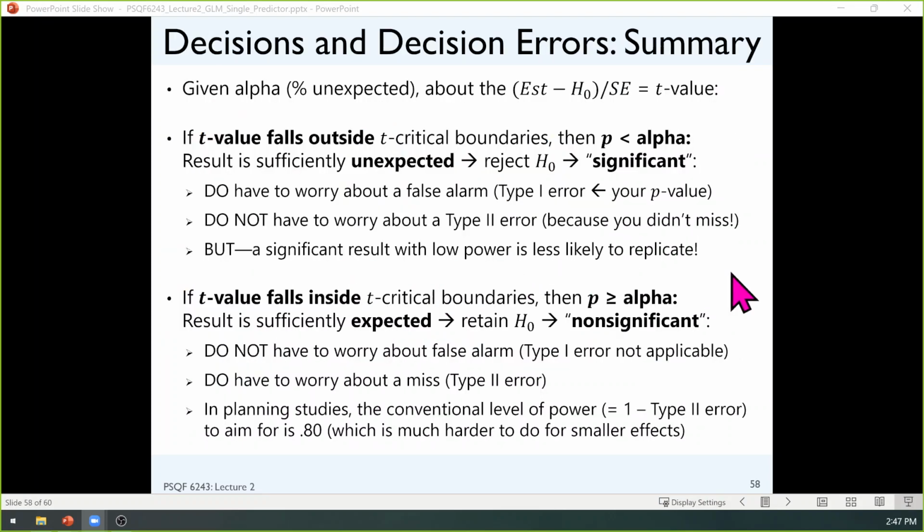Now the other half of this here. If your slope is inside the expected region, so within a t of 2-ish, then you say, nah, sorry, I have a relationship, but it's not significant. It is sufficiently expected just from inconsistency if the null hypothesis is true. So I do not reject the null hypothesis or I retain it, whichever you want to say. Can't say accept, but you can say the other ones. Then I would say my slope is non-significant. So you don't have to worry about a false alarm or a type 1 error because you didn't say you found anything. But you do have to worry about a miss.